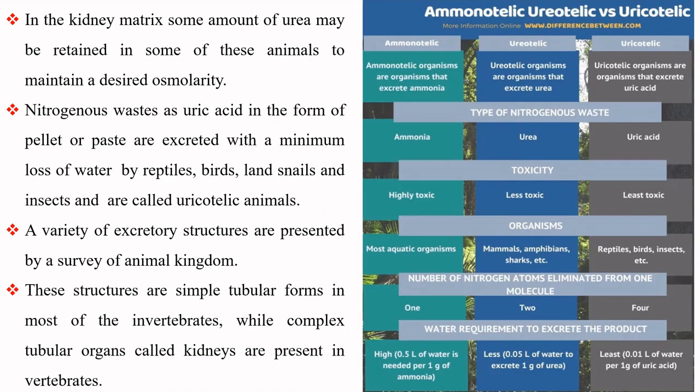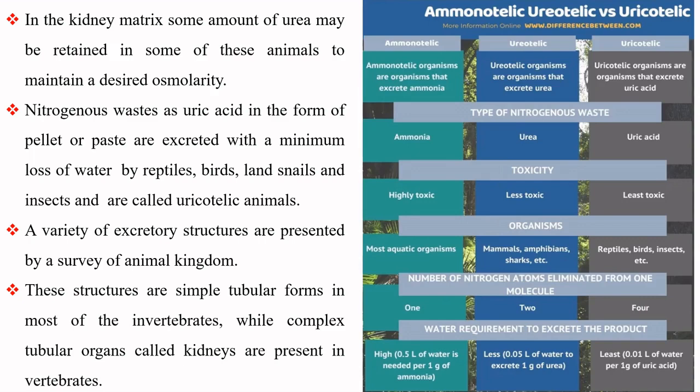In the kidney matrix, some amount of urea may be retained in some of these animals to maintain a desired osmolarity. Nitrogenous wastes as uric acid, in the form of pellet or paste, are excreted with a minimum loss of water by reptiles, birds, land snails, and insects, and these are called uricotelic animals.